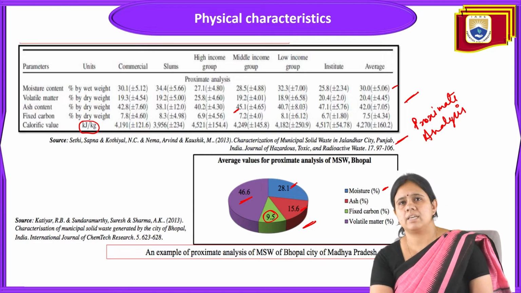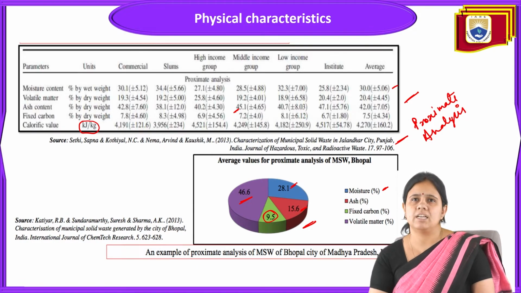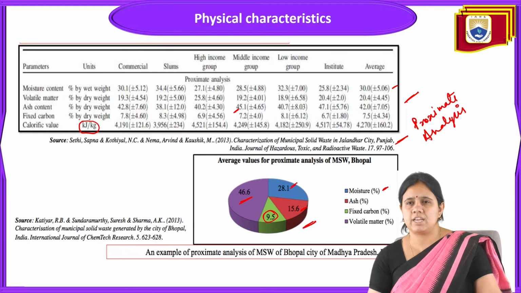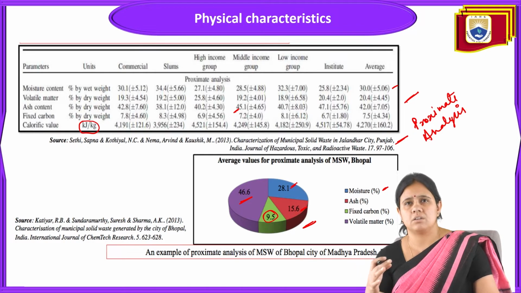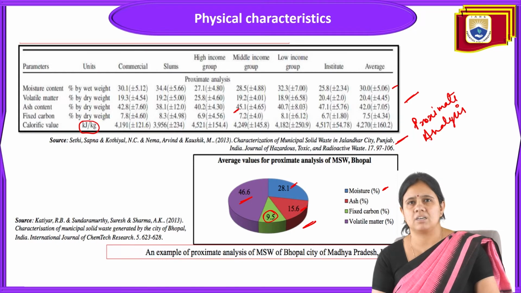So these are two examples reflecting the physical characteristics of the waste in our locality, or which type of waste we are producing. That has been divided into different categories like commercial, slum, high income group, MIG, LIG, or institute. On average, it shows the percentage of moisture content, volatile matter, ash content, fixed carbon content, and calorific value of that particular waste.